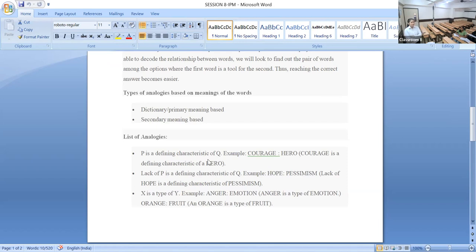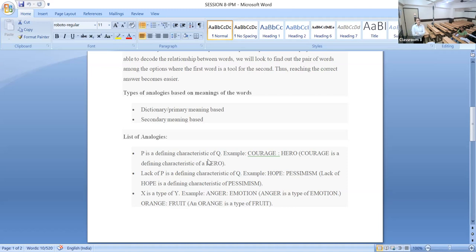A hero has courage. Okay. Courage is what makes one person a hero. And what is P is a defining characteristic of Q? P is a characteristic such that it basically helps to define that item. For example, without courage, it denotes that a hero exists. Okay. Then what is the second one?